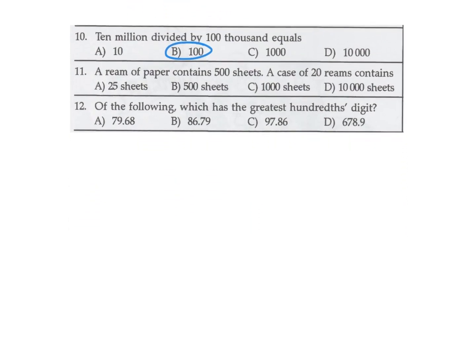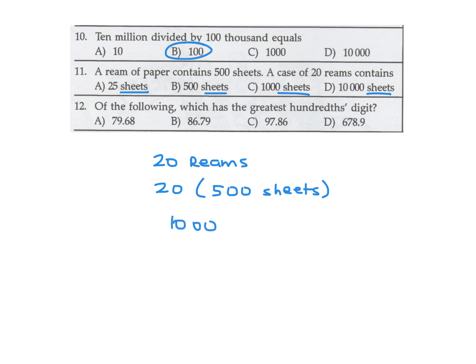A ream of paper contains 500 sheets. A case contains 20 reams. A case of 20 reams contains... Okay, so 20 reams. How many sheets? I guess all the answer choices are in sheets. Okay, I got it. So 1 ream is 500 sheets. So 20 times 500 would be the answer, and I believe that's 10,000. So 10,000 sheets. And that's D. Is it D? Yes.